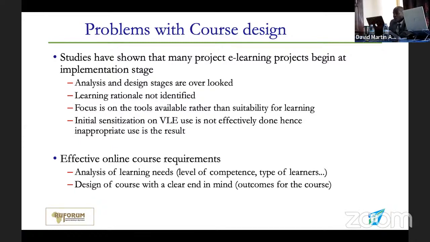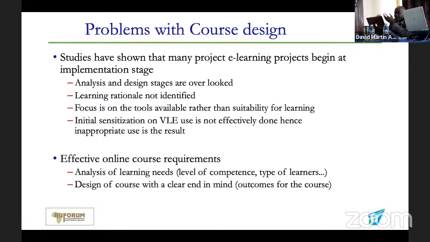And even if you go out there online and search, studies have clearly shown that many projects of e-learning simply begin at implementation stage. They don't go out there to really understand the pedagogy that is supposed to be embedded, the principles that are supposed to be embedded, understanding their learners, and therefore be able to cater for them. Once they have a learning management system, they feel we are ready to go. I already have my Microsoft Word document. I can embed it there. I have my PDF. I can embed it there, and so on and so forth.